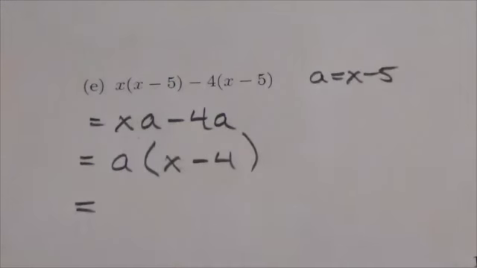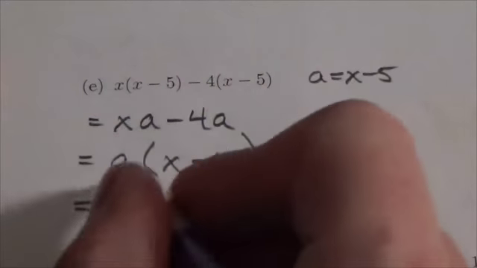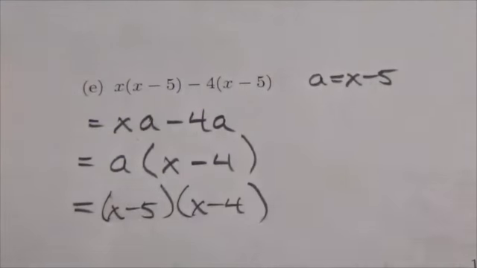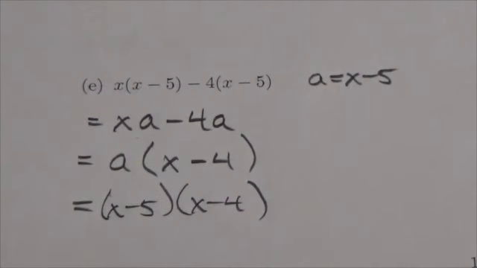Now, at this point, I can't just leave it like this, okay, because the original expression did not have an a in it. I introduced the a to make the factoring a little bit easier. So I have to write down what a was in my expression, and I get x minus 5 times x minus 4.